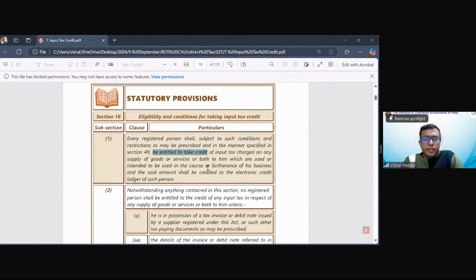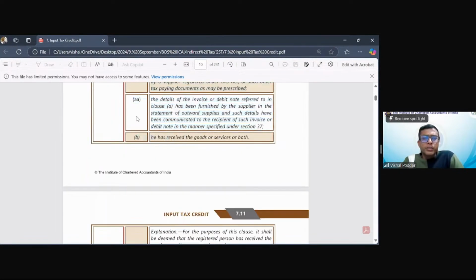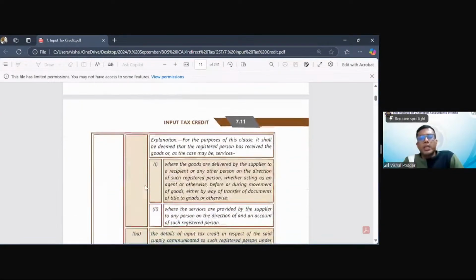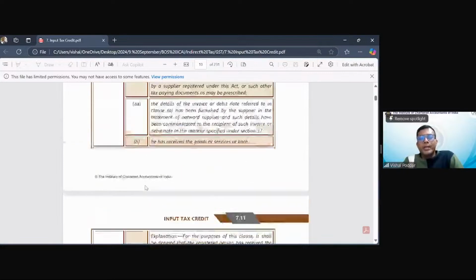and get it cleared. So subsection 1 says that there would be certain conditions and restrictions, subject to which you can take credit, and taking credit means that this credit would be shown on the credit side of your electronic credit ledger. Correct? Now, eligibility is registered person. Now, what are the conditions? The conditions are these clauses: A, AA, B, then BA, C, D, etc.